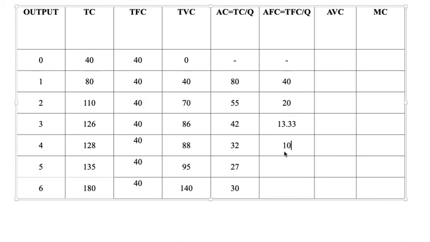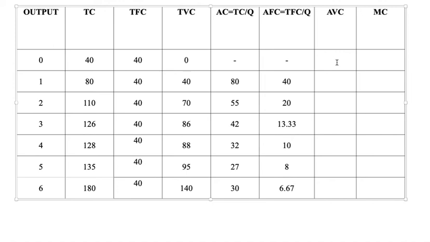Then we have 40 divided by 4, which is 10. Then 40 divided by 5, which is 8. Then 40 divided by 6 is how much? It is 6.67. Then we have the next one, that is average variable cost.